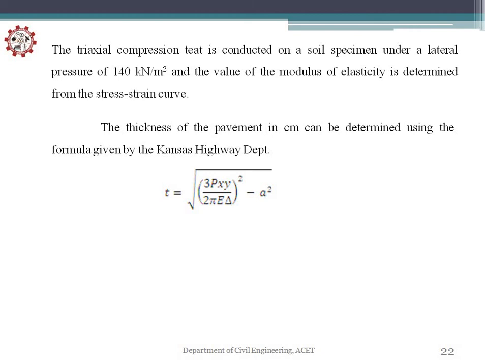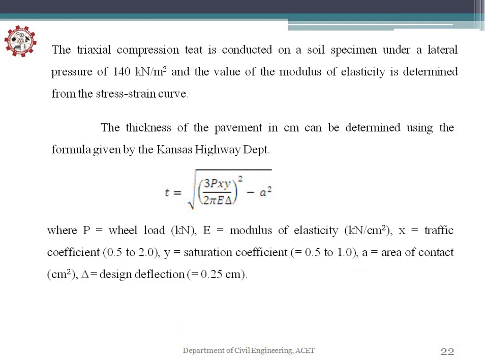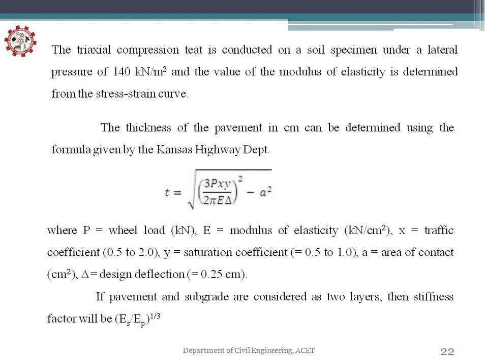T equals the square root of 3PXY upon 2πE, delta whole square minus A square, where P is the wheel load, E is the modulus of elasticity, and X is the traffic coefficient. If not given, you can assume from 0.5 to 2. Y is the saturation coefficient, 0.5 to 1, A is the contact radius, and delta is the design deflection, 0.25 if not given.